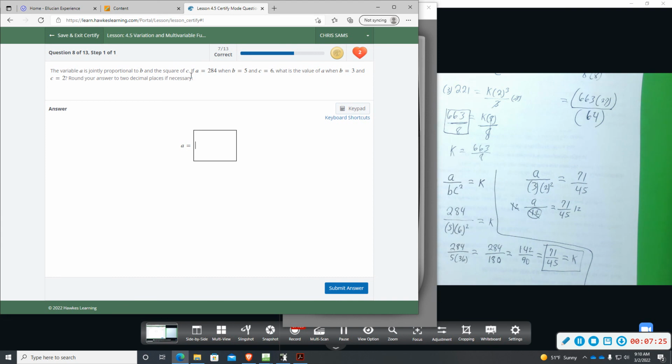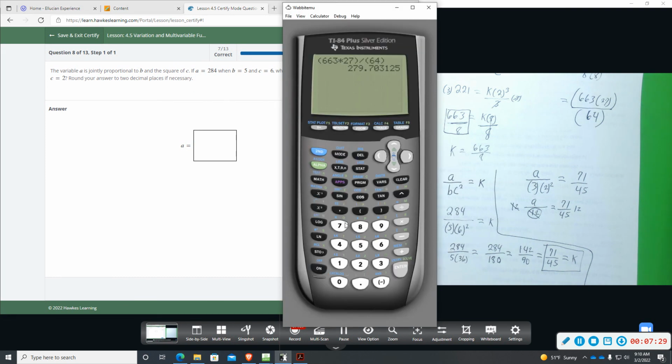So we're going to do in our calculator 71 divided by 45, and then we're going to do times 12. And then we want it rounded to 2 decimal places, so 18.93.